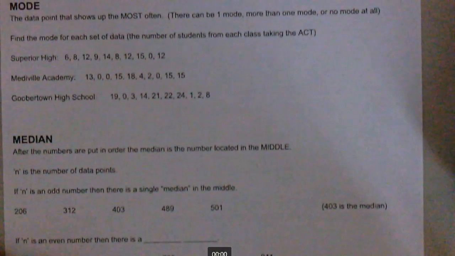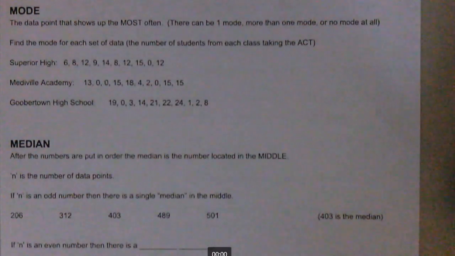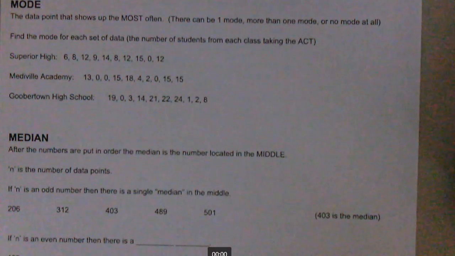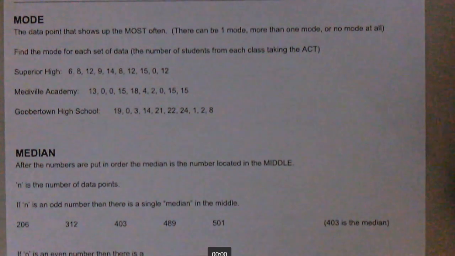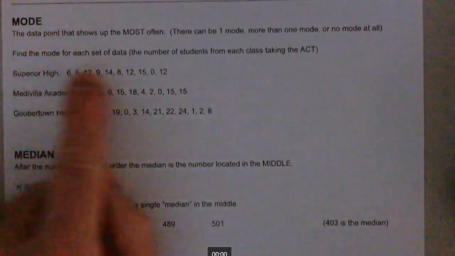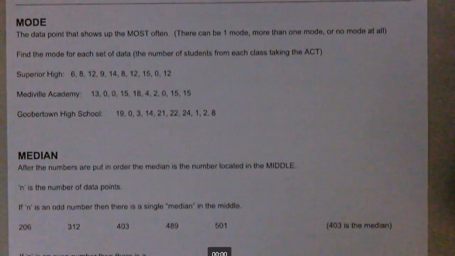We'll start with the easiest one. The easiest of the three M's is the mode. The mode is the number that shows up the most. Mode and most. There can be one mode, there can be more than one mode, or there could be no mode at all if no number shows up more than once. So there are three sets of data. I want you to find the mode for each one of those. So take a minute, hit pause, figure out what the mode is, then come back. 3, 2, 1. We're back.